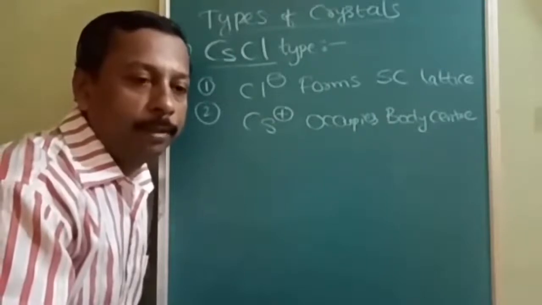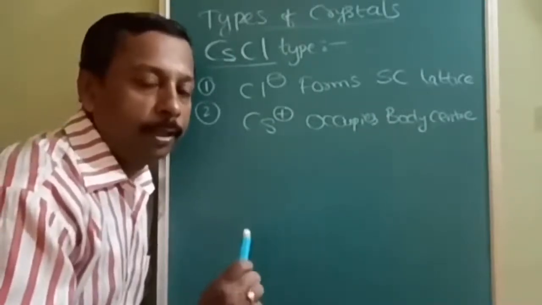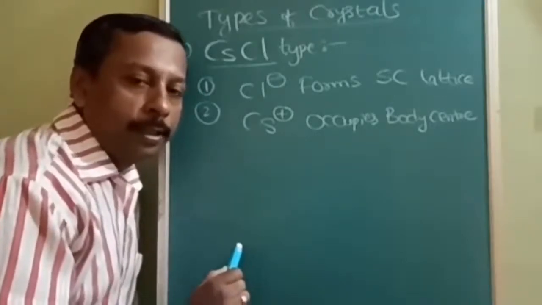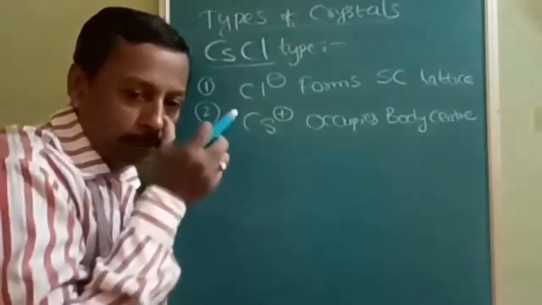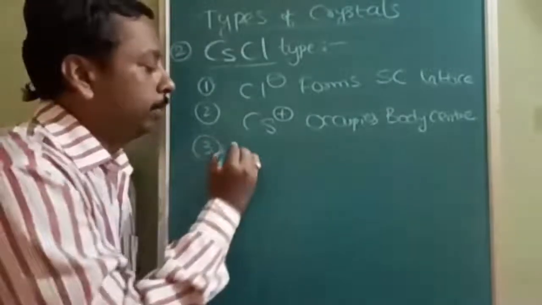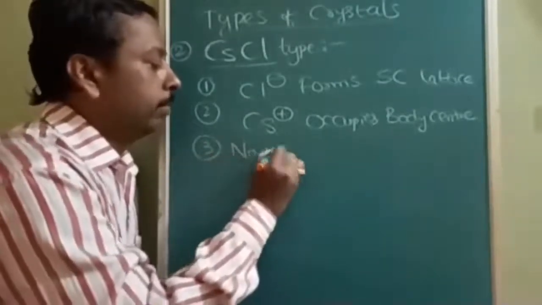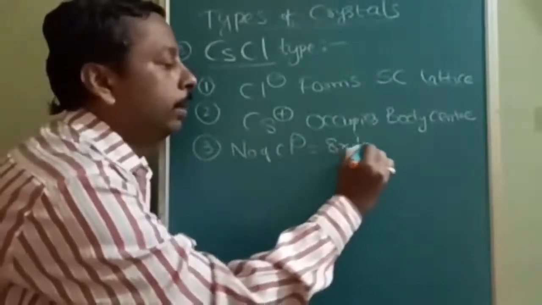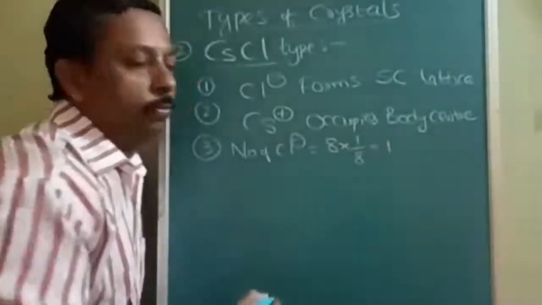Okay, but we say BCC with respect to one element. That is wrong. That's why I clearly explained in the density derivation. Okay, next, what was the next point? First, number of Cl minus is equal to simple cubic, so 8 into 1 by 8 is equal to 1.